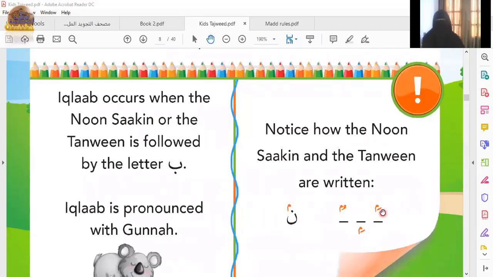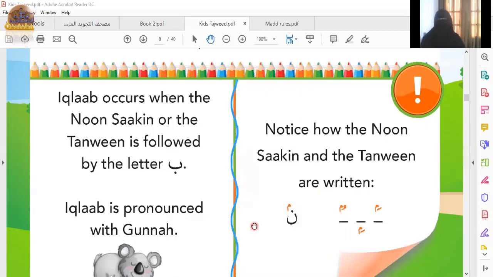And for the Tanween, it comes with one Fatha with a small Meem beside it, one Kasra with a small Meem beside it, or one Dhamma with a small Meem beside it. All of them, the Tanween and the Noon Saakinah, are Iqlab rule. We will read this Tanween with Iqlab and we will read this Noon with Iqlab.